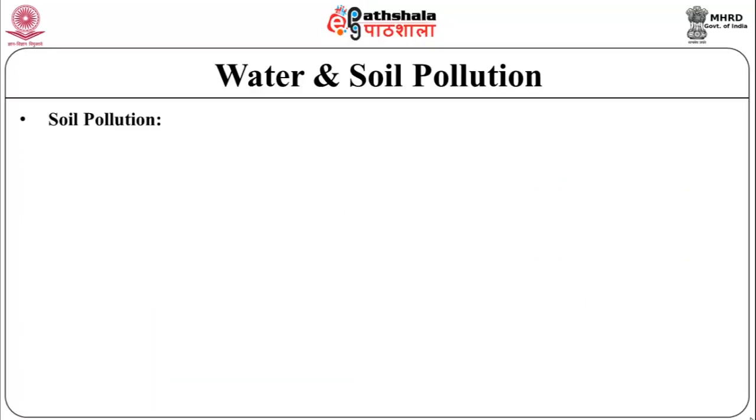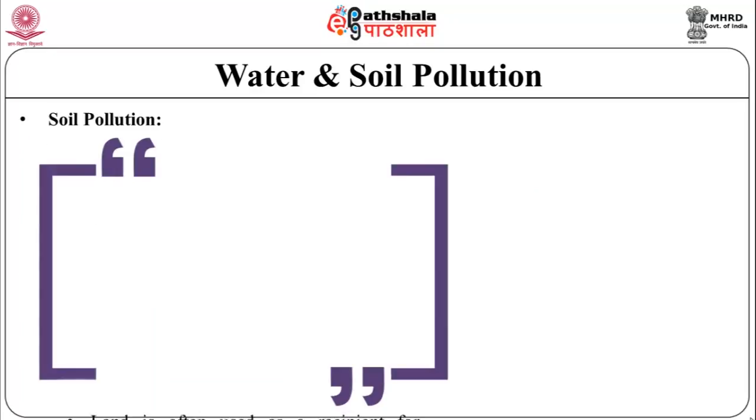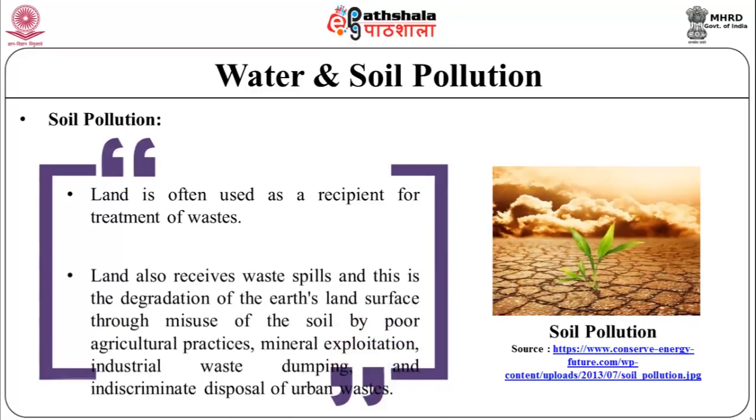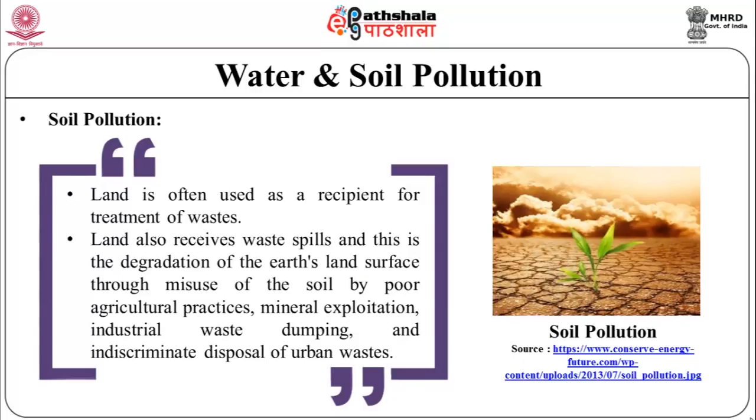Now let us look at soil pollution. Land is often used as a recipient for treatment of waste. Land also receives waste spills, and this is the degradation of the Earth's land surface through misuse of the soil by poor agricultural practices, mineral exploitation, industrial waste dumping, and indiscriminate disposal of urban waste.